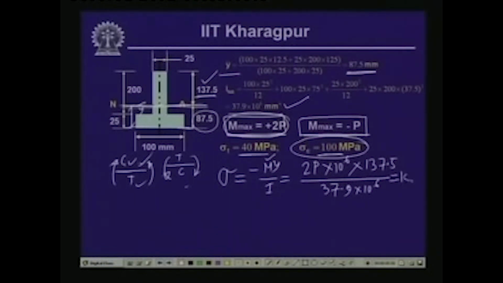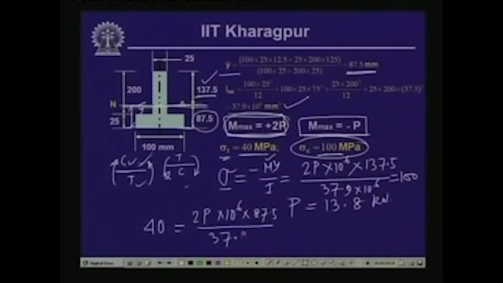So we have this equal to 100 MPa. If we limit this to 100 MPa, then correspondingly the value of P which we get is 13.8 kilonewton. Now consequently we calculate the tensile stress at the bottom corresponding to this moment, and the tensile stress is 40 MPa. So 40 MPa is equal to twice P into 10 to the power 6 into 87.5 divided by I, which is 37.9 into 10 to the power 6. Now from this, if you compute the value of P, it comes as 8.66 kilonewton.